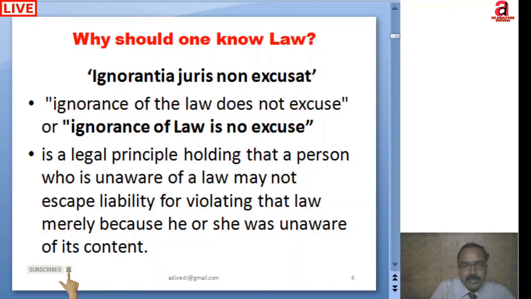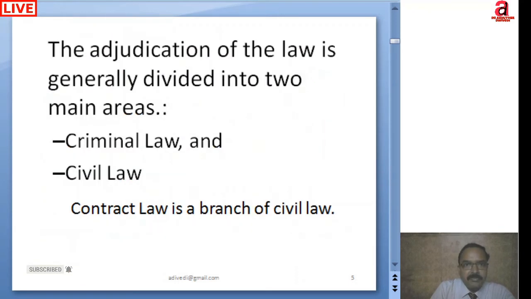Suppose you are driving on a road and you don't know whether this is the wrong side or the right side, and you violate the traffic rule. You cannot escape by saying that you are unaware of this law. So, ignorantia juris non excusat. Everyone should know the law. It is a common presumption. The adjudication of the law is generally divided into two main areas. Number one is criminal law and the other is civil law. Here we are studying contract law, that is a branch of civil law.